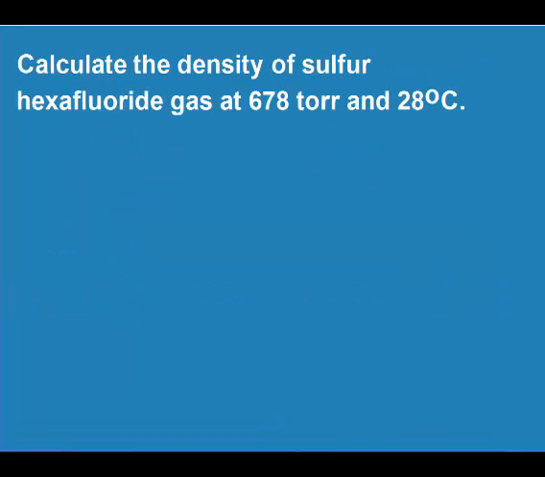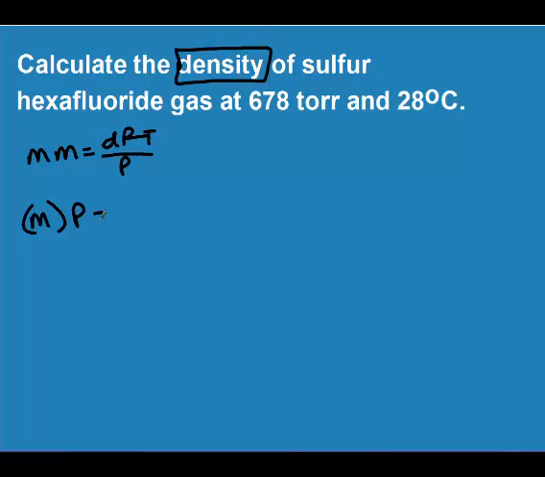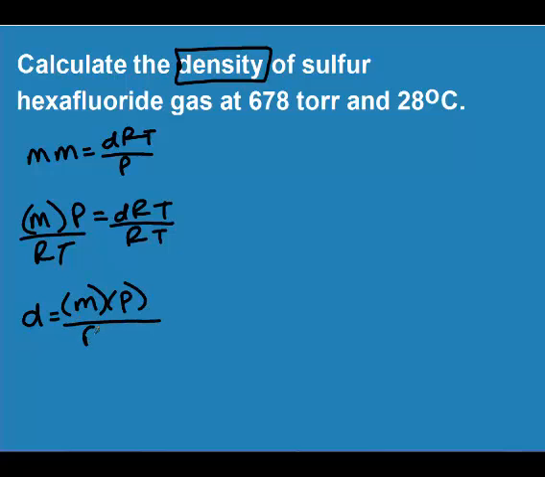So in this problem, it says calculate the density. So molar mass is equal to dRT over P, and I'm looking for the density. So rearranging that, and I'm just going to say molar mass is M for algebra purposes. So molar mass times P equals dRT, divided by RT on both sides. So density is equal to my molar mass times pressure over RT.